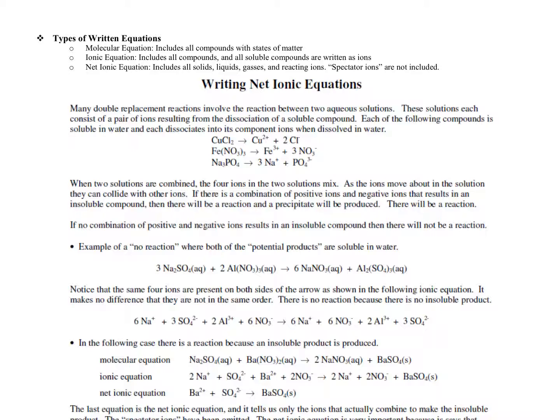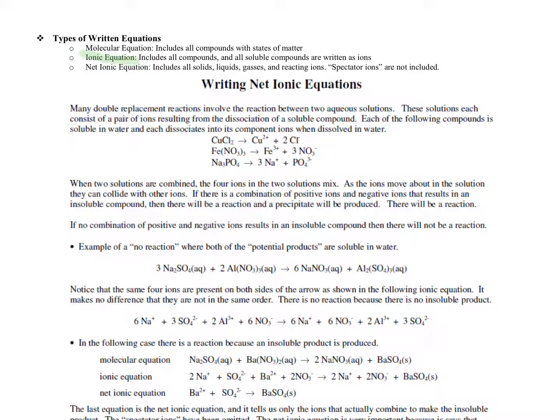An ionic equation is one where we take each of those compounds, and if they're aqueous, we break them apart into their ions, unless they're a weak acid or base. But if they're aqueous, we break them apart into their ions, and we show they're separate ions.